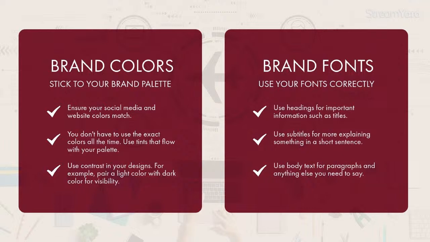So use headings for important information such as titles, and then use subtitles to explain something in a short sentence, and then use body text for paragraphs or more details that you want to put. And one important thing I'd like to mention is choose clarity over beauty. Sometimes we see an amazing font and we think it looks great, but if the person can't read it and can't understand it, it kind of defeats the purpose. So choose clarity over beauty, and be sure that your font choices are readable.